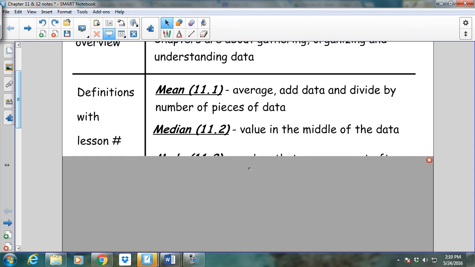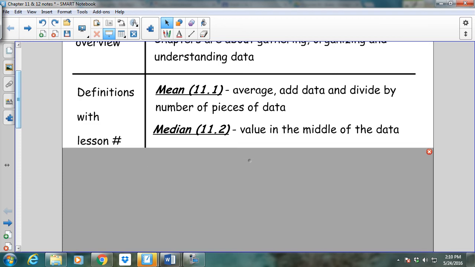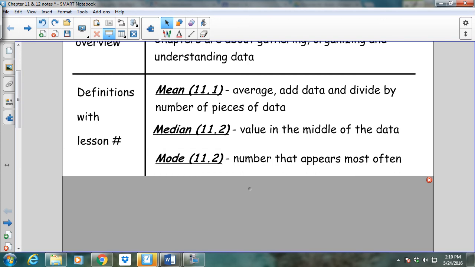The next one is median, in lesson 11.2. It's the value in the middle of the data. I'm going to say this a few times during the video because I think it's really, really important. After you have any information given to you or you have gathered that information, one of the first things you want to do is put those values in order from greatest to least. And then you find the median by looking to see which one of those things is in the middle. That's all.